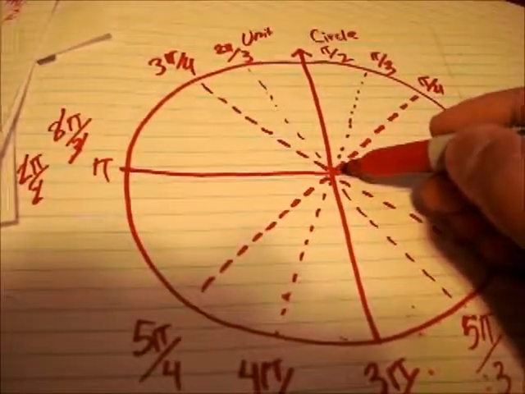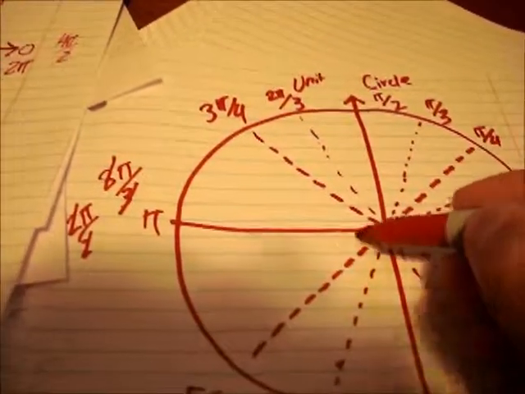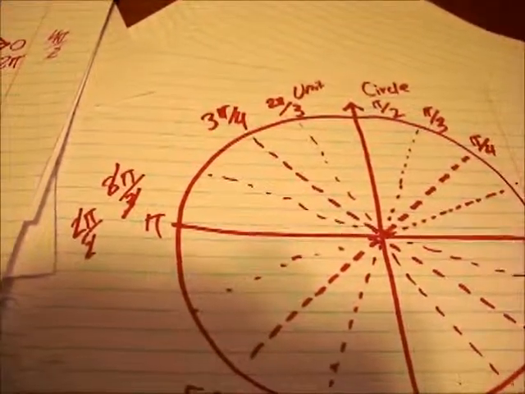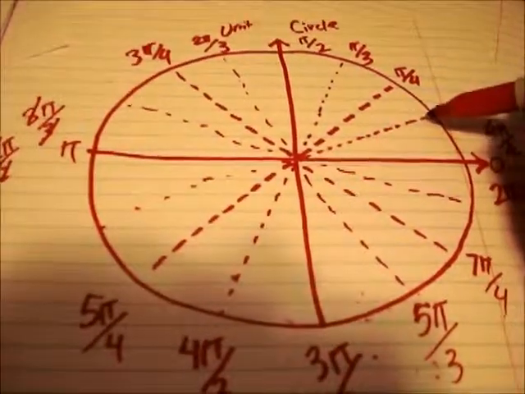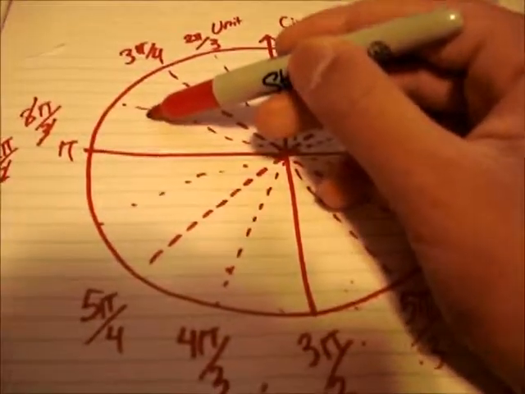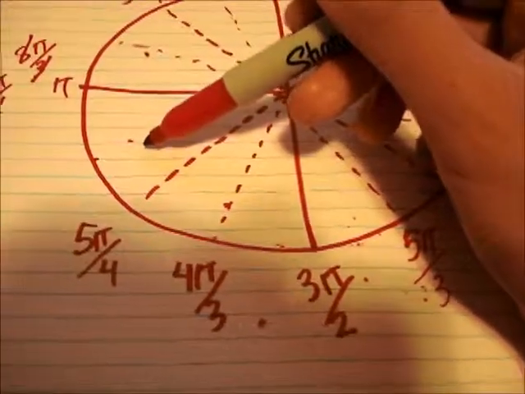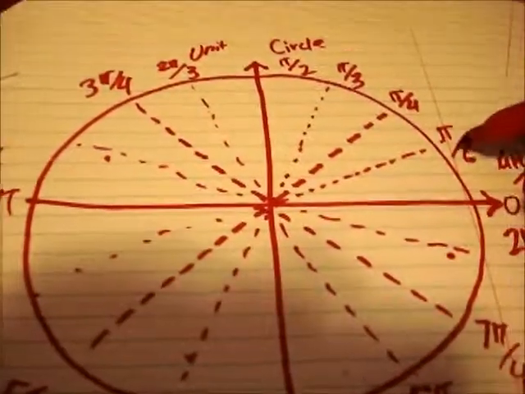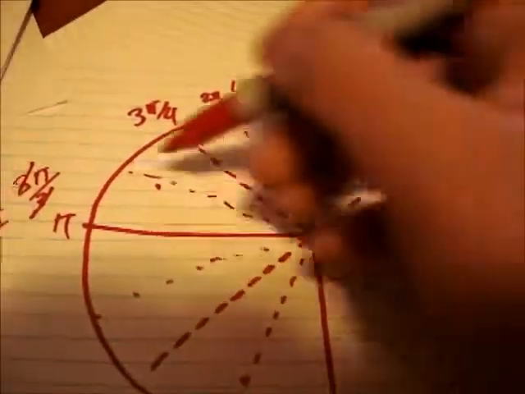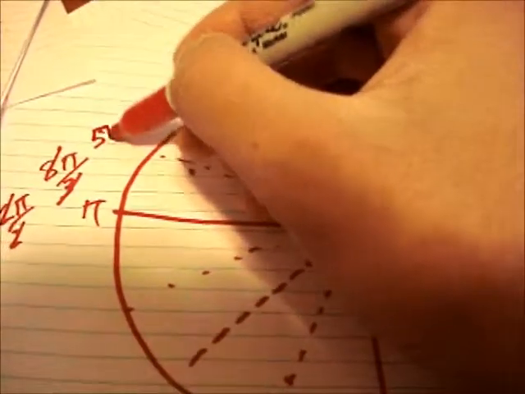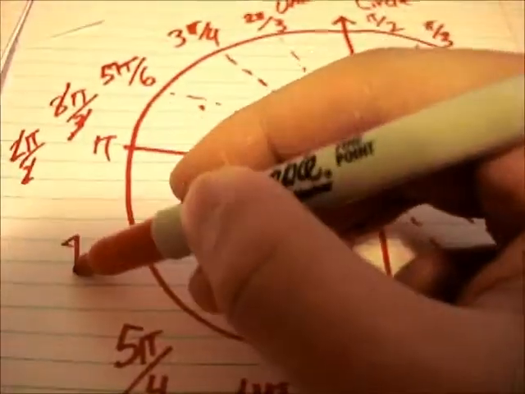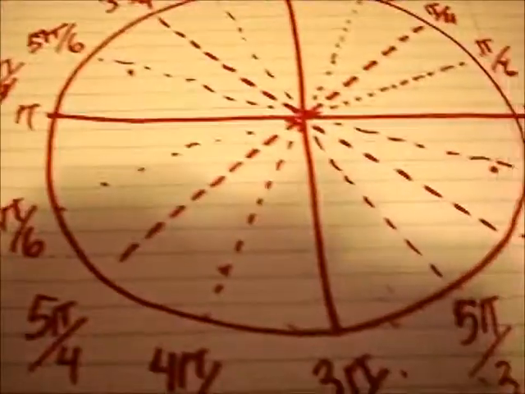Now here's the really hard part. These ones. That's 30 degrees, that's 150 degrees, that's 210 degrees, and that's 330 degrees. This is going to be pi over 6. Just memorize this. Pi over 6. And this is going to be 5 pi over 6. And this is going to be 7 pi over 6, and that's going to be 11 pi over 6.